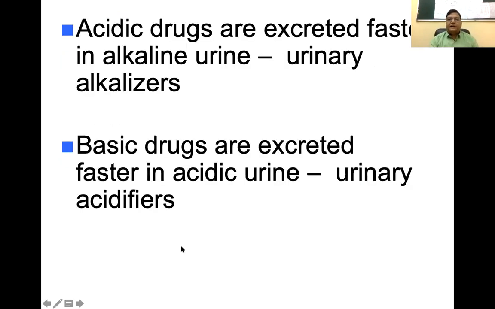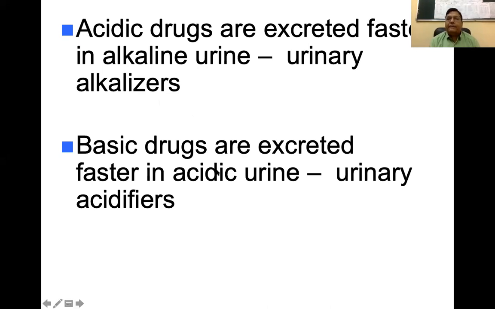One more implication of this important finding is that the acidic drugs are excreted faster in the alkaline urine. So when we are taking certain acidic drugs, and we alkalinize the urine by taking a urine alkalinizer, what will happen? The acidic drugs will be more unionized. So the reabsorption of these drugs will not occur, and they will be excreted out in the urine.